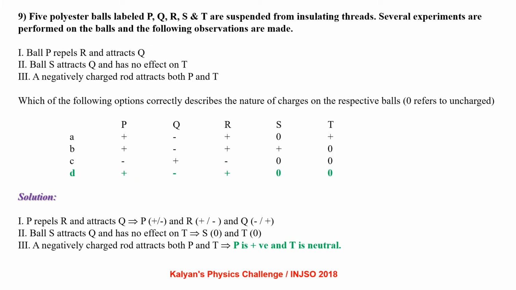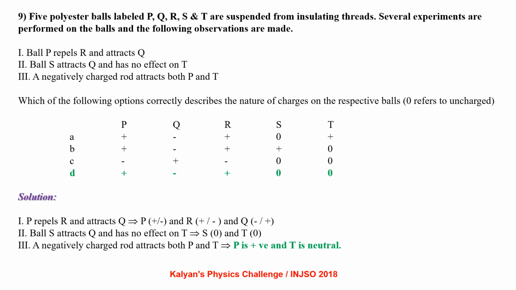5 polyester balls labeled P, Q, R, S and T are suspended from insulating threads. Several experiments are performed on the balls and the following observations are made. Ball P repels R and attracts Q. Ball S attracts Q and has no effect on T. A negatively charged rod attracts both P and T. Which of the following options correctly describes the nature of charges on the respective balls?